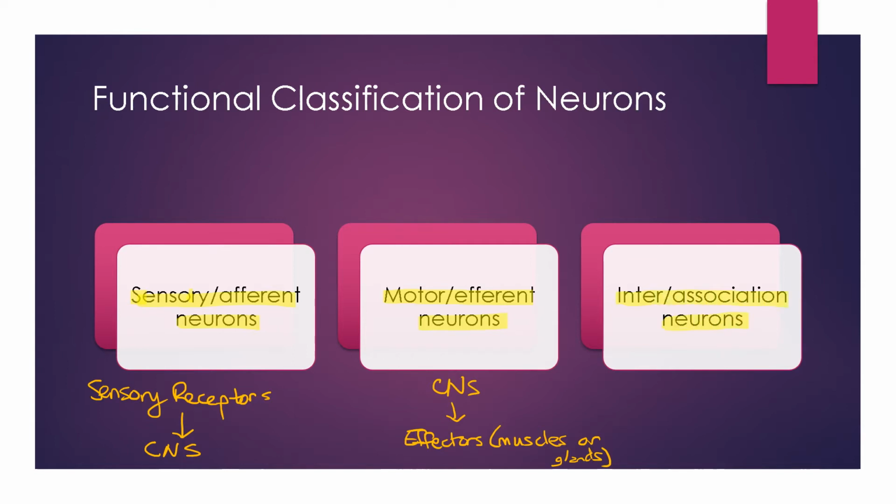And then we have interneurons. Interneurons are also called association neurons. And these are mainly located within the central nervous system between sensory and motor neurons. Interneurons will integrate incoming sensory information. Another word for integrate is to kind of process this incoming sensory information from the sensory neurons. And then they will help to elicit a motor response by activating the appropriate motor neurons.